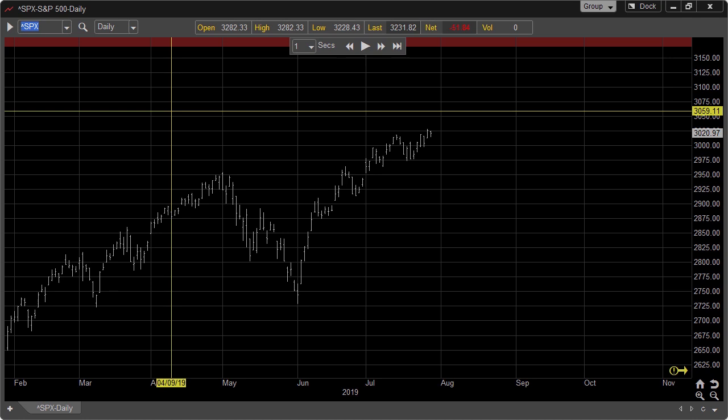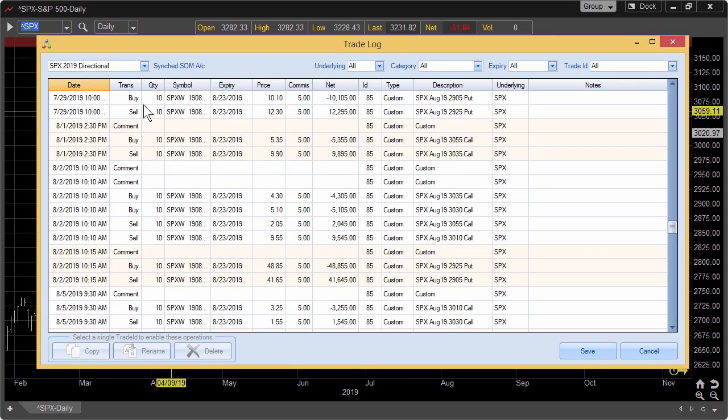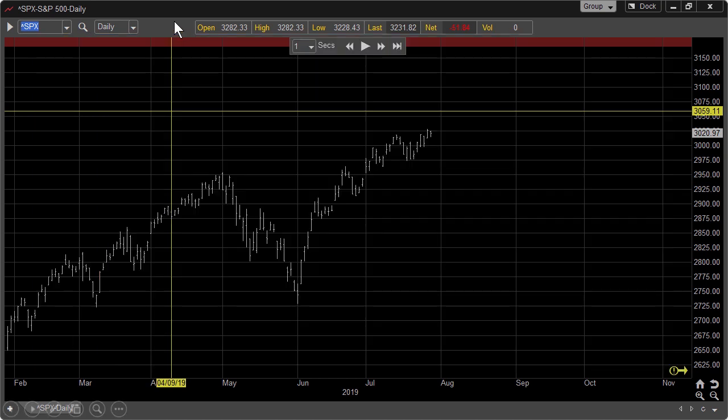I placed a bullish trade. Now, I'll give you the idea here using my trade log. On July 29th, I did a 29.25, 29.05 put spread. So, what does that ultimately mean?